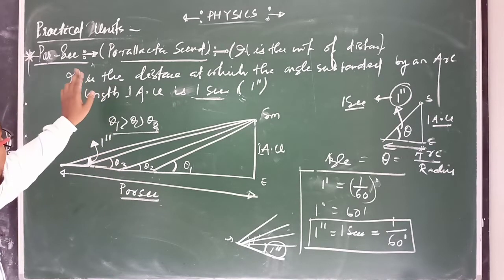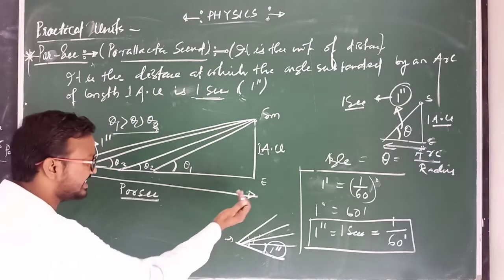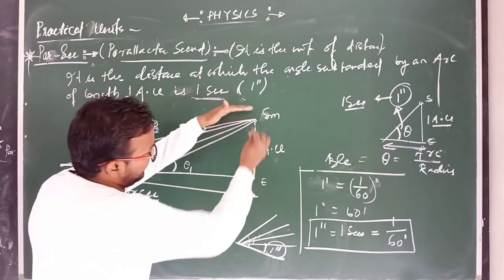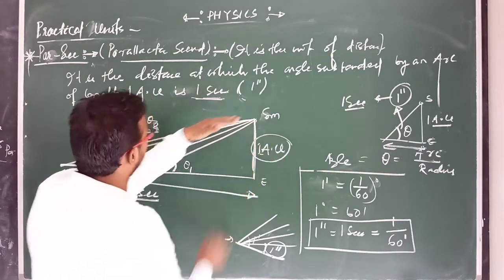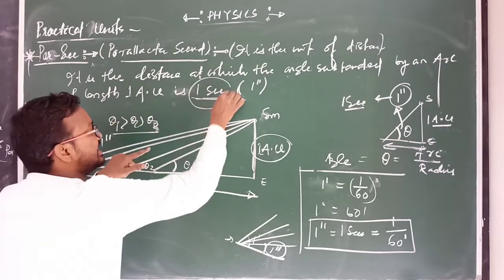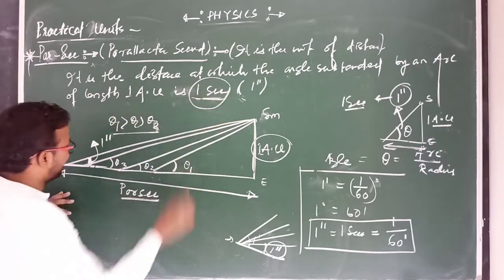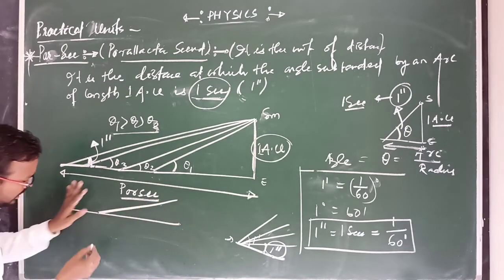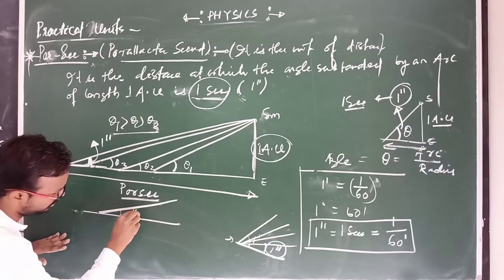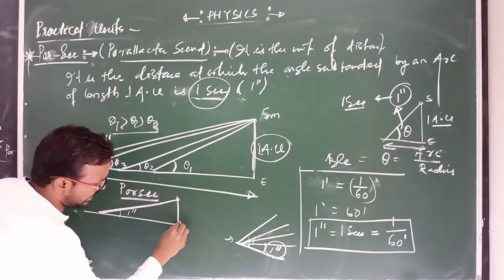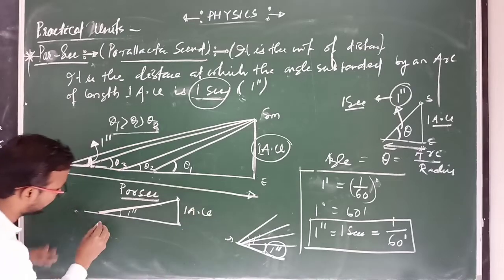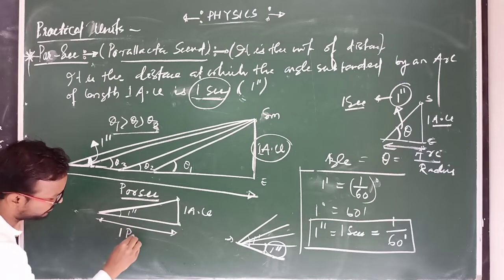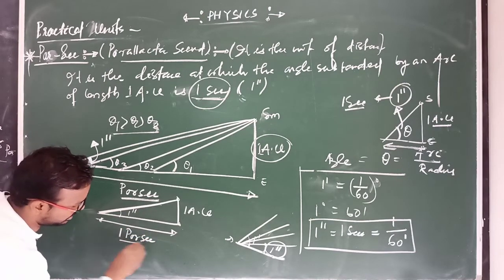It means the distance at which the angle subtended by an arc of length 1 astronomical unit is 1 second. Again, if you write this diagram here, and this angle is equal to 1 second, at that time this arc distance is equal to 1 astronomical unit, then this radius or this distance is known as 1 parallactic second or 1 parsec.